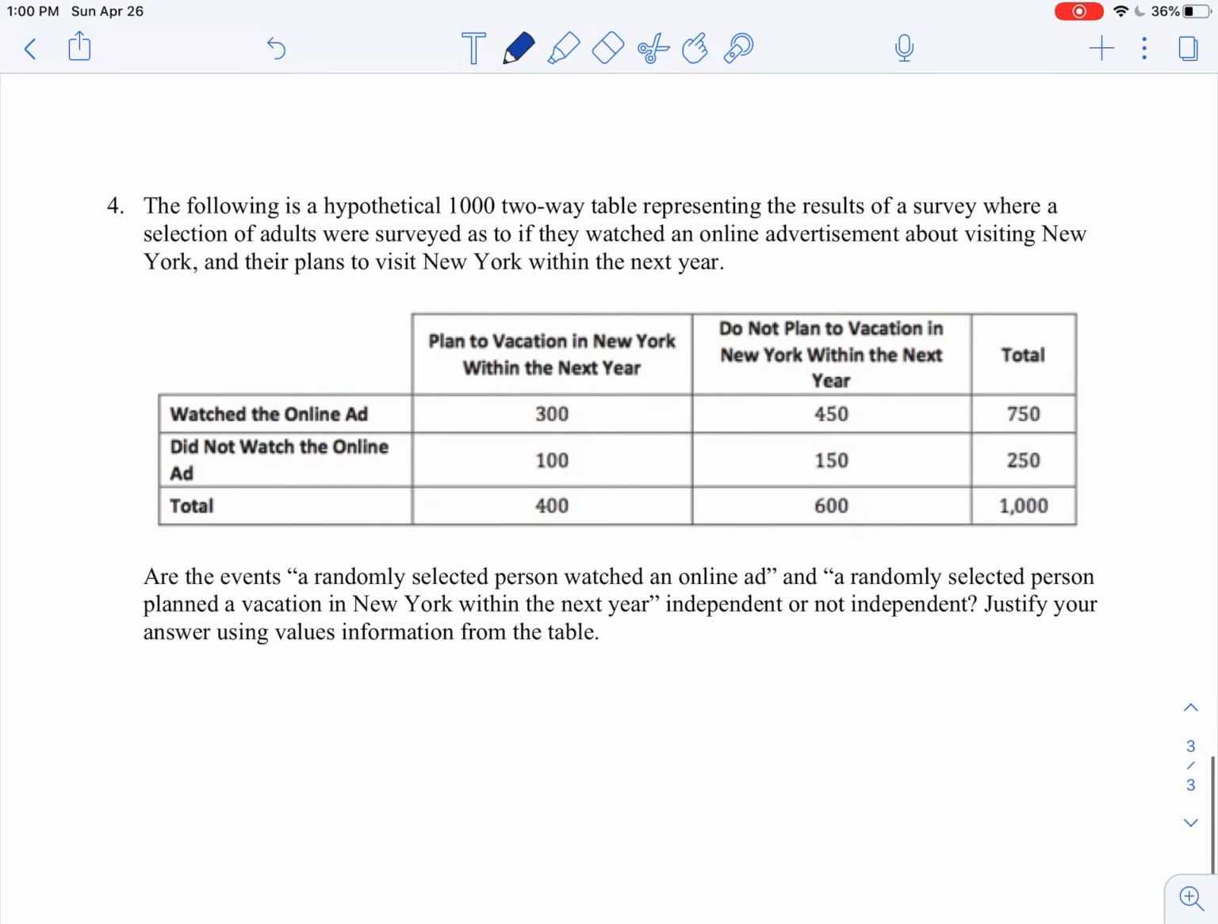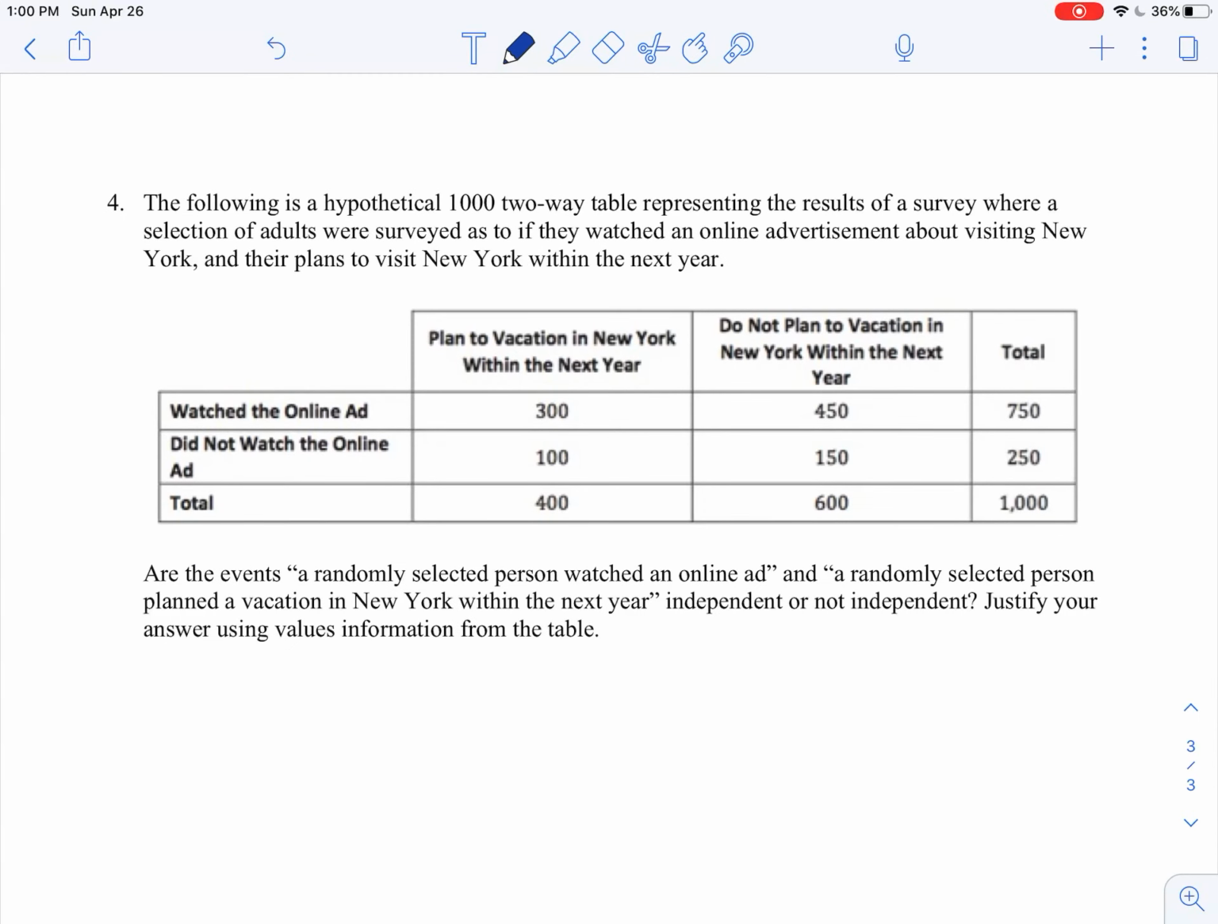Okay, so let me skip ahead to this last example, number 4. It says the following is a hypothetical 1,000 two-way table representing the results of a survey where a selection of adults were surveyed to see if they watched an online advertisement about visiting New York and then their plans to visit New York within the next year.